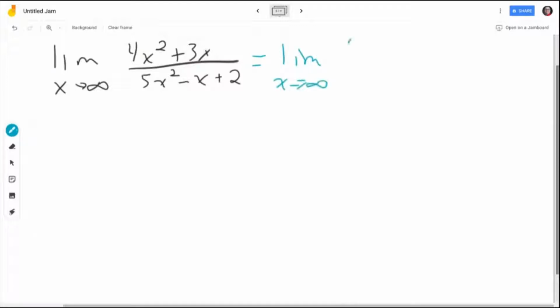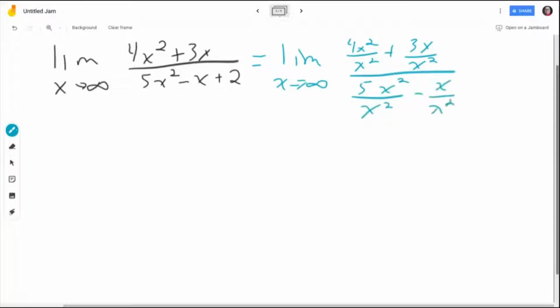of 4x squared divided by x squared plus 3x divided by x squared, all divided by 5x squared divided by x squared minus x divided by x squared plus 2 divided by x squared. Okay, so now we're going to evaluate these. We're going to reduce them if we can. And so we're going to have the limit as x approaches infinity.